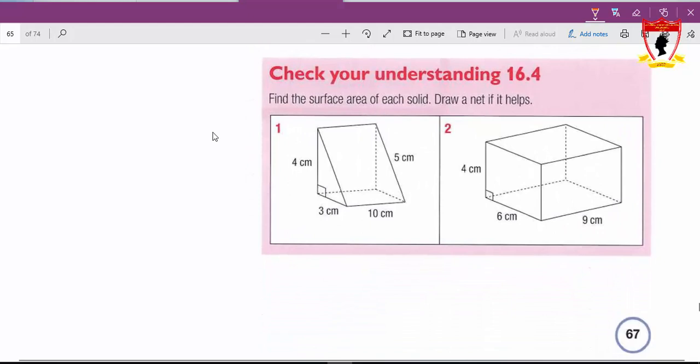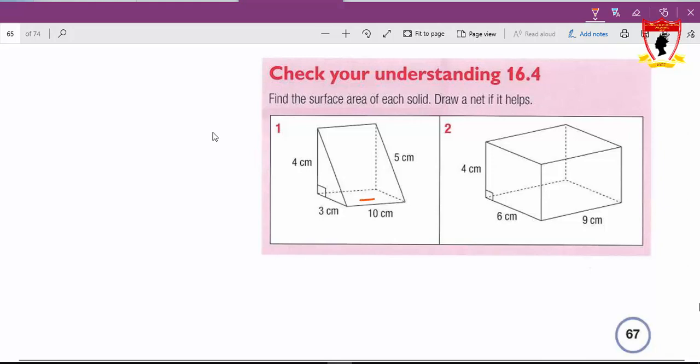Check your understanding 16.4. Find the surface area of each solid. Draw a net if it helps. The net helps, but we can also do it without a net. How many faces are there? There are 5 faces. One of the faces is a rectangle, 3 by 10.